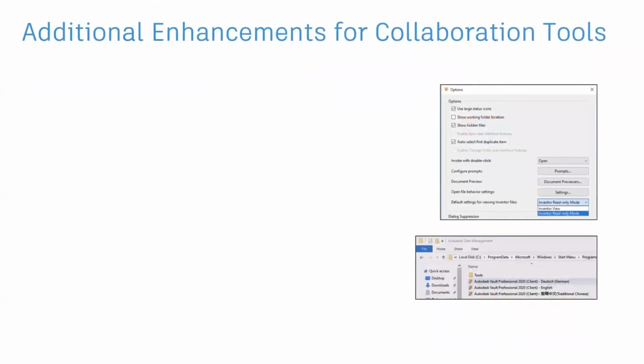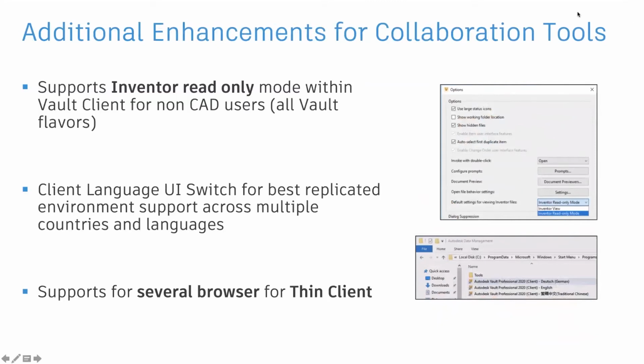So moving on from there, additional enhancements in the collaboration tools. We have added support for Inventor read-only mode. So if you are familiar with, or if you were in last week's webinar with our Inventor team and our Inventor product manager, I think Garen did that particular webinar. We've added a feature to Inventor called Inventor read-only mode. Vault now supports that read-only mode. So when you install the Vault client, it will detect whether Inventor View is there or Inventor is there.